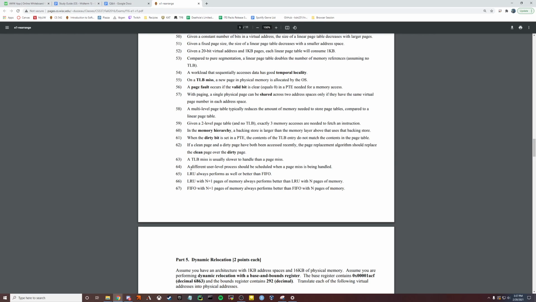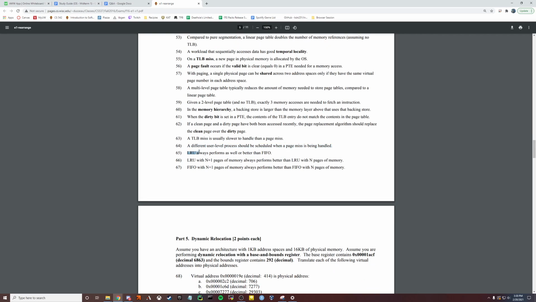Okay, false. 64, a different user level process should be scheduled when a page miss is being handled. I mean, I have no idea. Might be true because it's I/O. Whatever it is handling this page miss is being blocked by the disk. That's right. I remember someone in lecture clarifying that accessing the disk was actually I/O, so it would be blocked. So this is true.